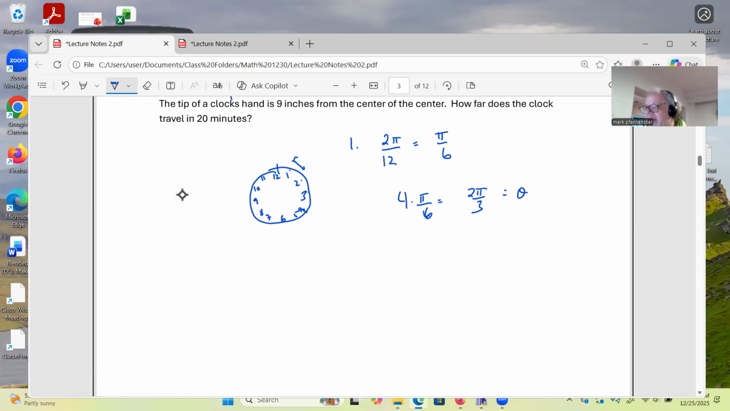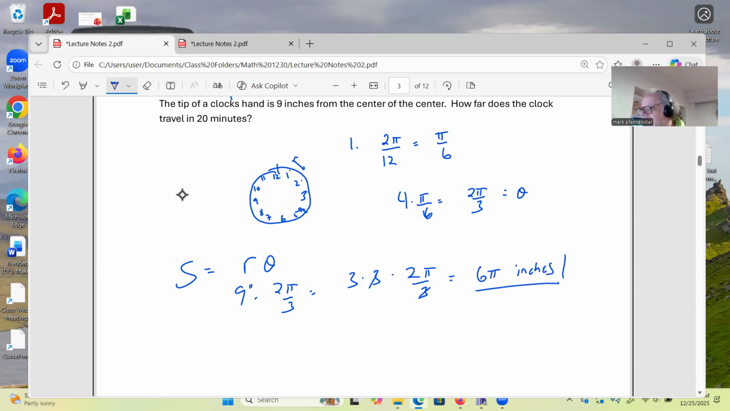In order to figure out the arc length, what they're asking for, like how far the tip of the clock face moved, we're going to say S is equal to R theta. This is going to be 9 inches times our 2 pi over 3. So this is 3 times 3 times 2 pi over 3. We'll cancel some stuff, and we'll say that we have 3 times 2, which is 6 pi inches.